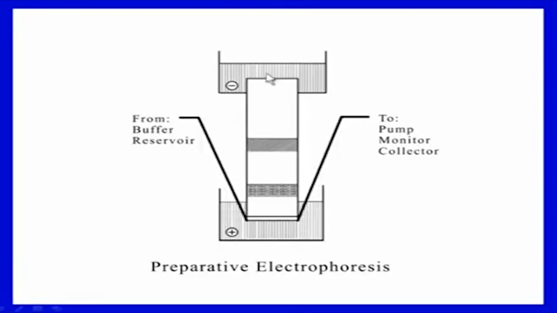This is a simple setup: you have a gel and a buffer reservoir here, and there is dialysis, and you collect the sample, which is directed to a pump or monitor. This is how you overrun the gel, but of course, you do not allow it to pass into the tank buffer. So, this is how preparative electrophoresis can be performed, where you can recover a lot of sample.